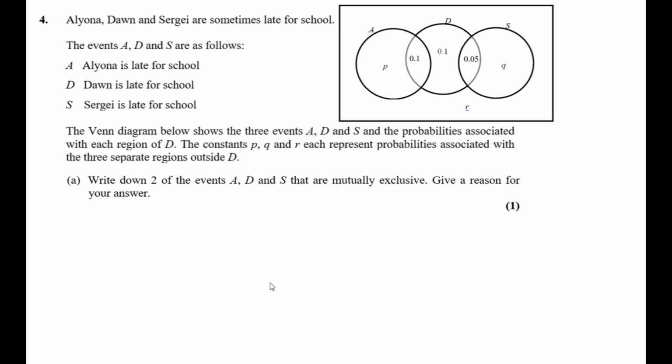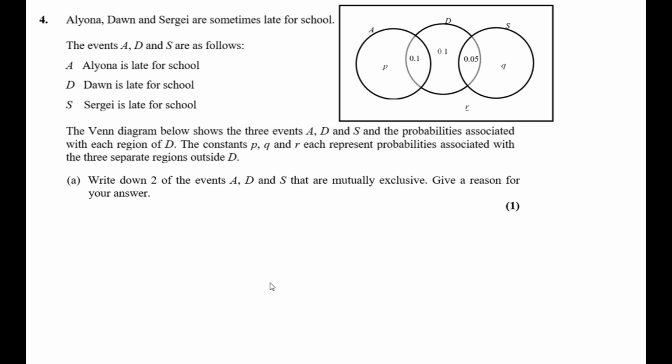Question 4. Aliona, Dawn and Sergey are sometimes late for school. The events A, D and S are as follows. Aliona is late for school, that's A. D represents Dawn being late for school, and S obviously will represent Sergey being late for school. The Venn diagram shows the 3 events A, D and S and the probabilities associated with each region of D. The constants P, Q and R each represent probabilities associated with the 3 separate regions outside D. Write down 2 of the events that are mutually exclusive. Give a reason for your answer.